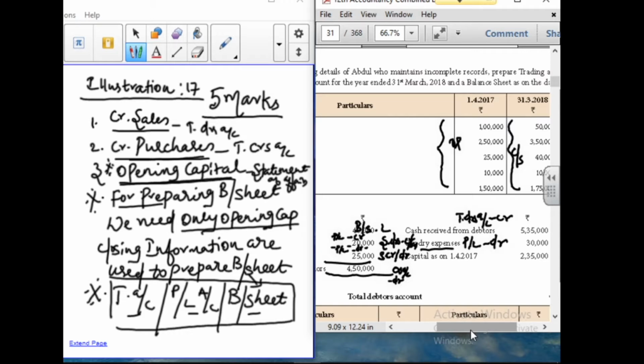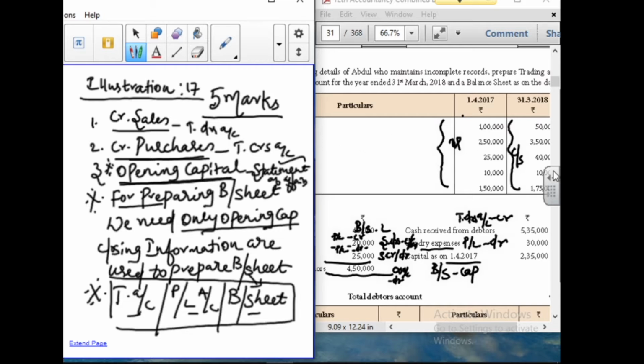Next is the capital as on 1/4/2017 they have given. As already said, the opening capital only is used for preparing the balance sheet. So the one information known to us, that is the opening capital, is given, it is 2,35,000. This will be used in the balance sheet under capital. From opening capital given, closing capital, there is no need to find this opening capital because the question itself gives the answer, so it is not necessary to open the opening capital account.